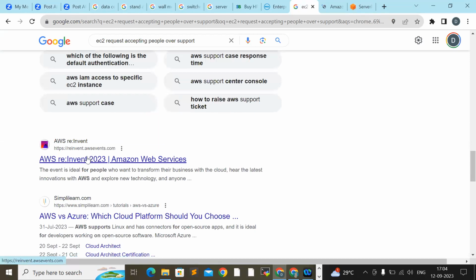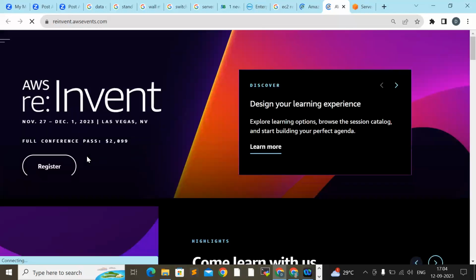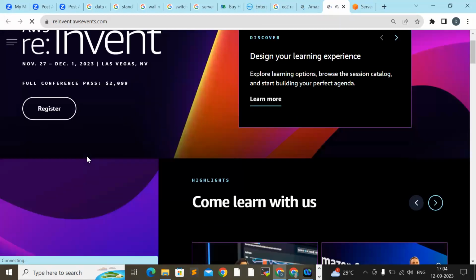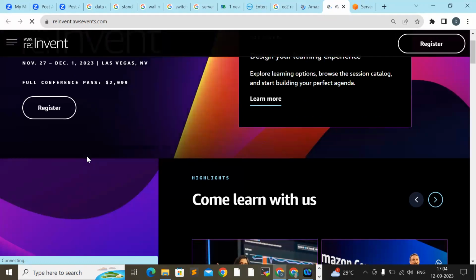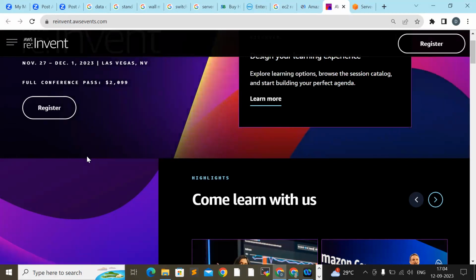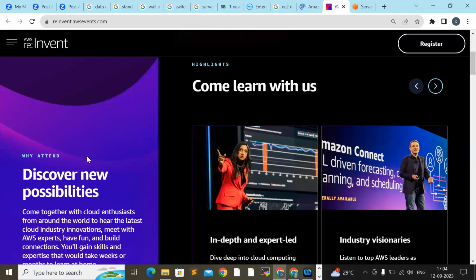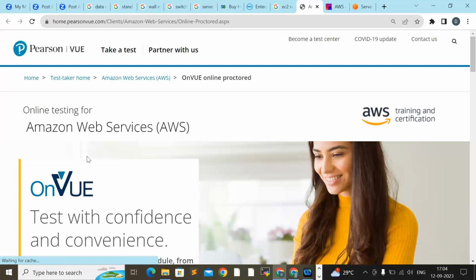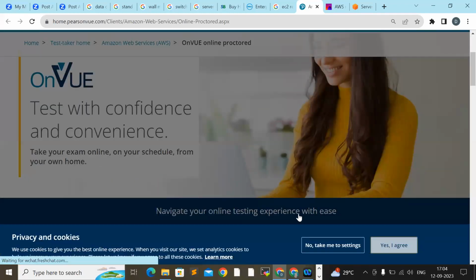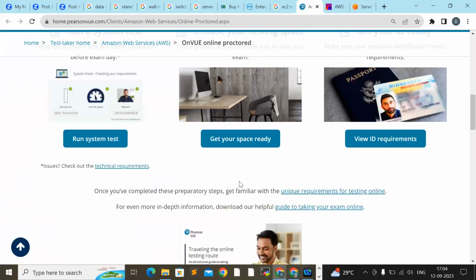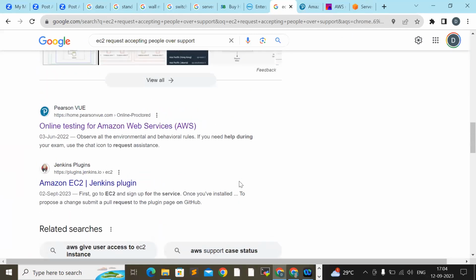Try to attend re:Invent 2023, guys. These are free with respect to AWS. Whenever they release a service, they launch a program to educate everyone so that multiple companies can adopt AWS, so that they can raise revenue. That's what it is.